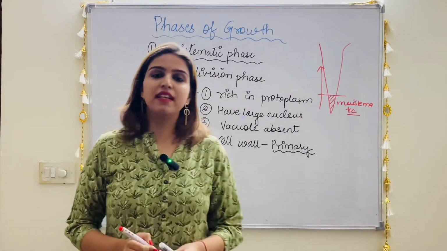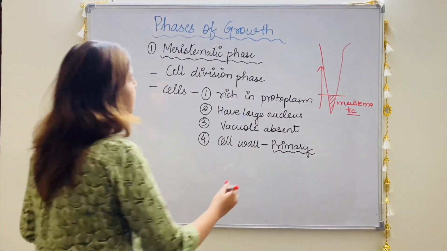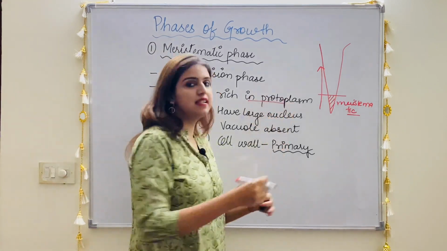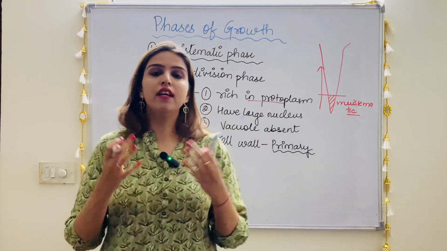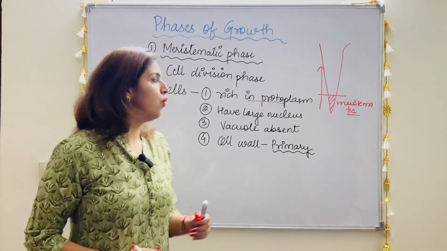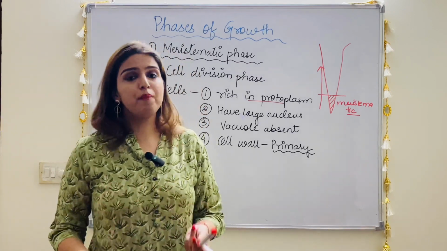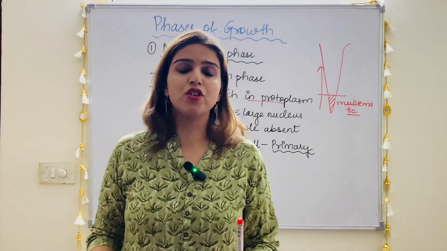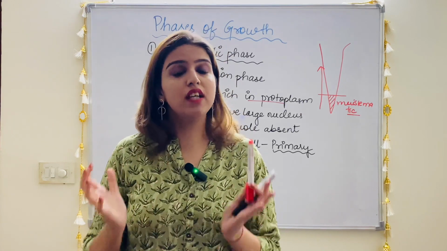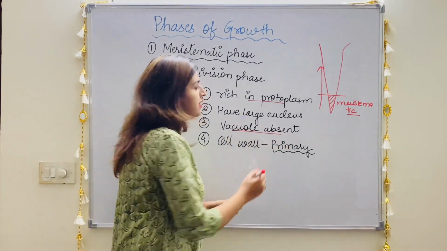So the meristematic cells have some particular features. First, they are rich in protoplasm. These cells have to divide, so they store a lot of nutrition inside them. Also, they have a very large nucleus. As these are rapidly dividing, DNA replication, everything is going on, so they have a large nucleus. The vacuole is absent in these cells.